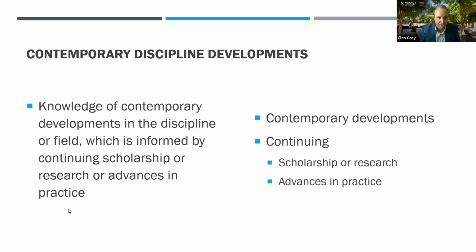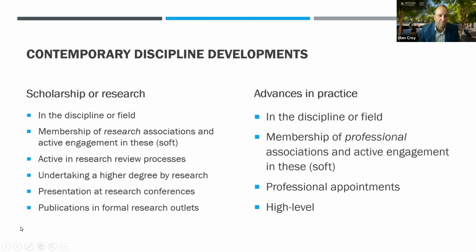One of the points we want to make is that this one is about discipline and field knowledge, and the next standard is going to be about education. So what are we looking for as evidence of contemporary discipline developments? It's very important that this is in the discipline or field. At the soft end, and generally this is not as acceptable, is membership of a research association and active engagement in it. That's an indication of scholarship activity, but it's pretty soft and you'd generally want to go beyond that.